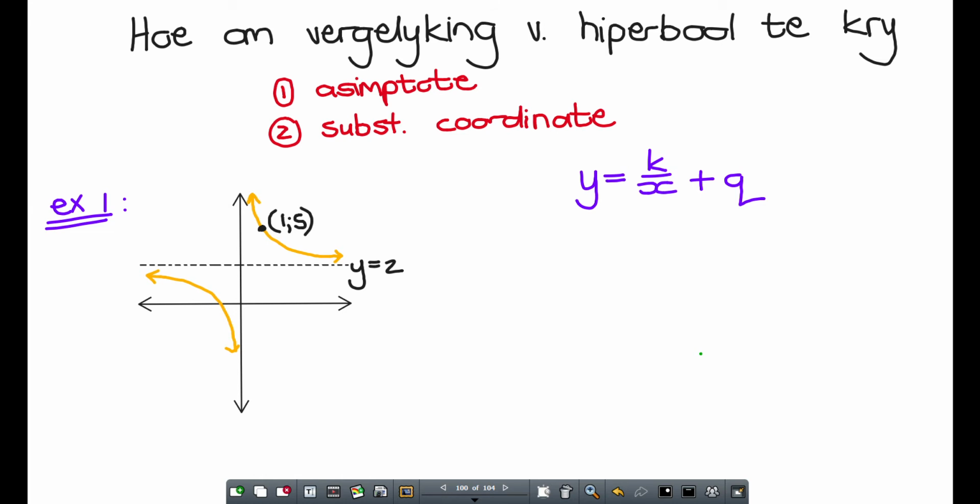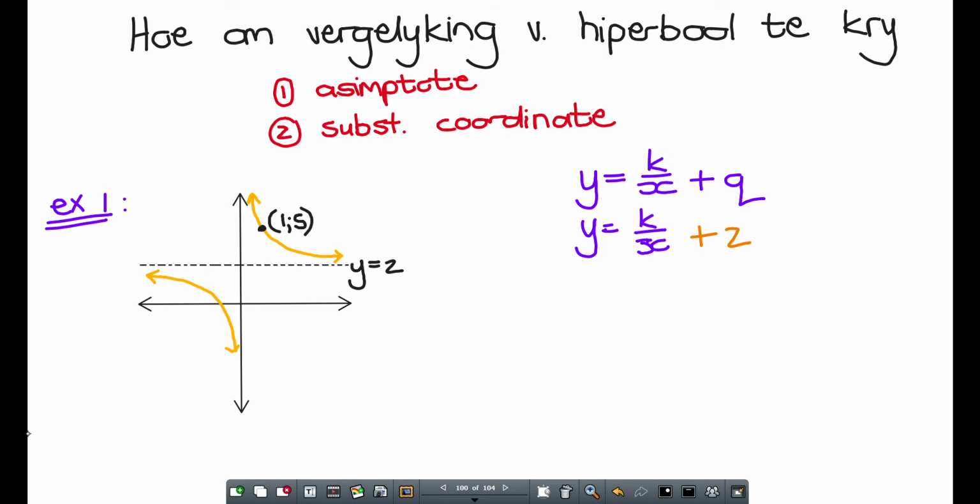So nou, in plaas van Q gaan ek sê, y is gelyk aan K op X. And then instead of Q, I'm going to say plus 2. Is julle by met daai? Nee. Okay, dan step 2 says, once we've written or substituted in what the asymptote is, now we substitute coordinates.